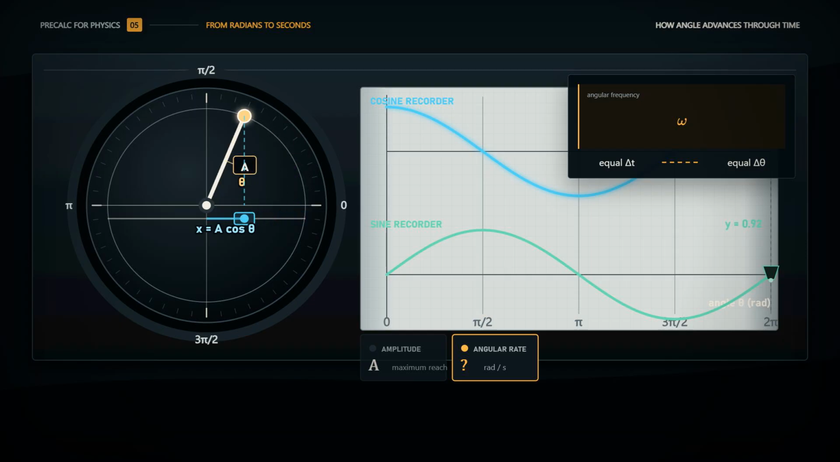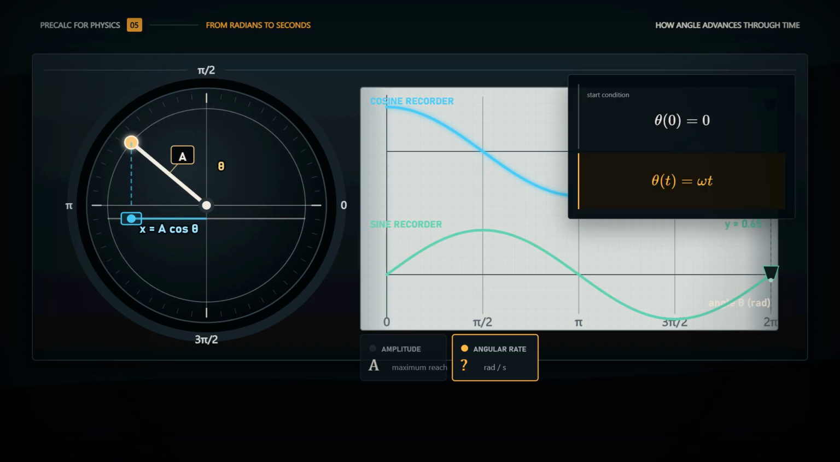Angular frequency, omega, tells how many radians the angle advances each second. If the crank starts at theta equals 0 when time is 0, then after t seconds its angle is omega times t. The relation is theta of t equals omega t.